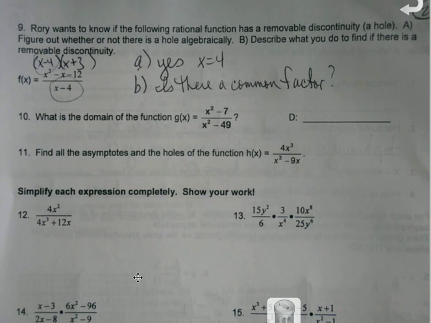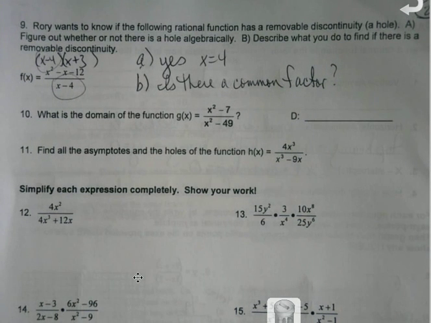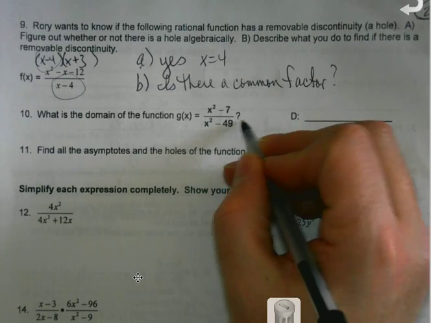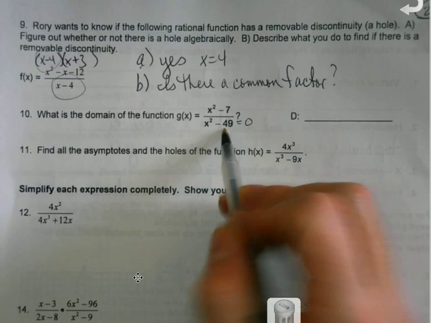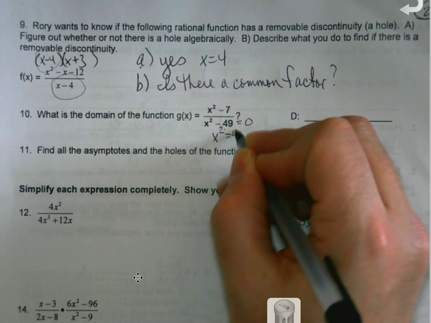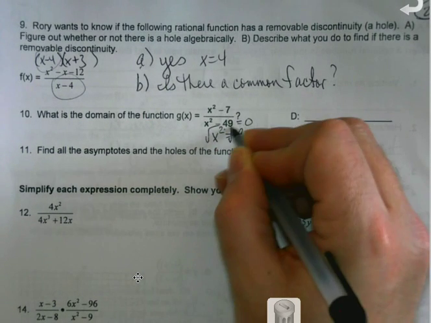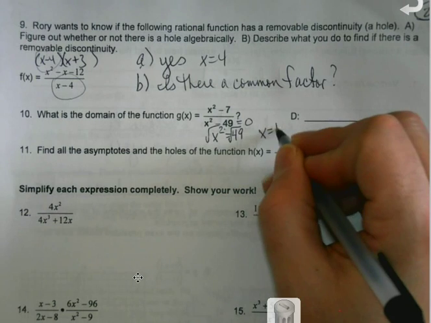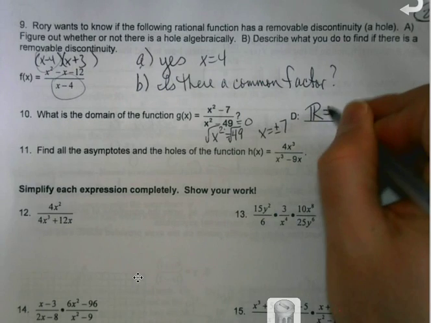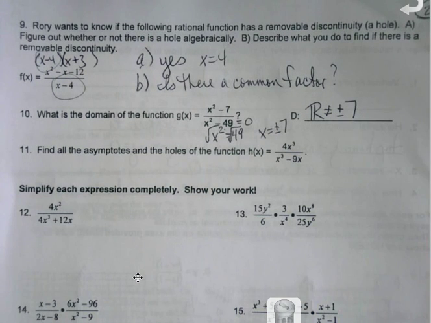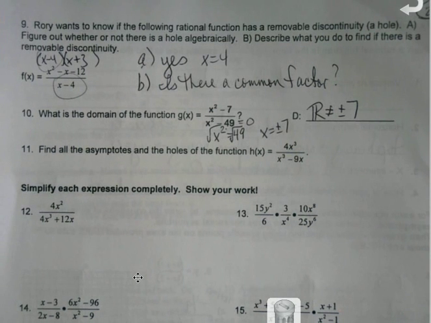What's the domain of the function? What would I have to know to be able to figure out the domain? I need to know the vertical asymptotes. So I need to set that equal to 0. And again, I can either factor this, or I could even work it just like a regular equation, and then say, oh yeah, I get plus and minus 7, and those would be my problem spots. The numerator doesn't even come into play here, so be careful.